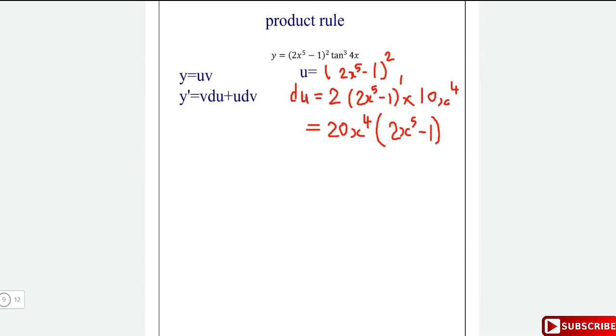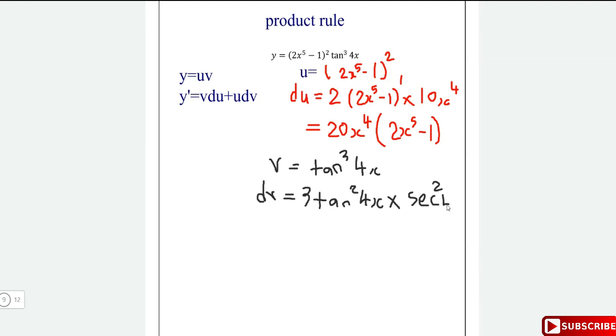It's like you have a v now. Let's do v in a different color. V is equal to, that is tan cube of 4x. And how do you differentiate v? Then dv would be equal to, carry down the power 3, subtract 1 from the power, so that becomes tan square 4x multiplied by the derivative of tan, which is, when you differentiate tan, you get sec square, so we get sec square 4x, but then we multiply it by the derivative of 4x, which is 4.